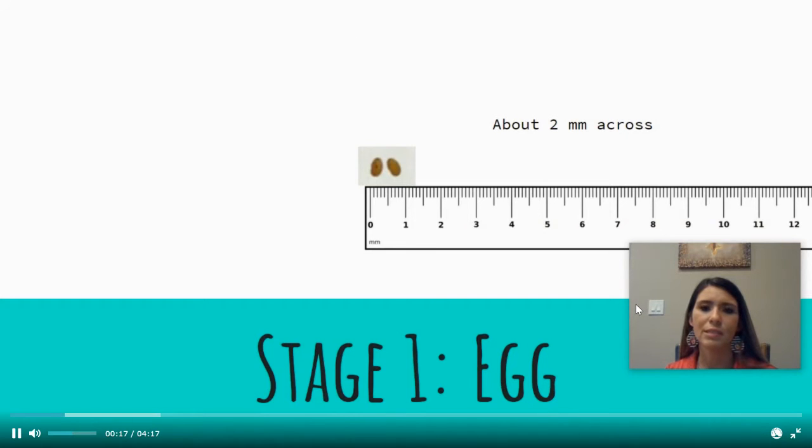Stage 1 is the egg. It is about 2 millimeters across. That's very tiny and about the size of the tip of your pinky nail.